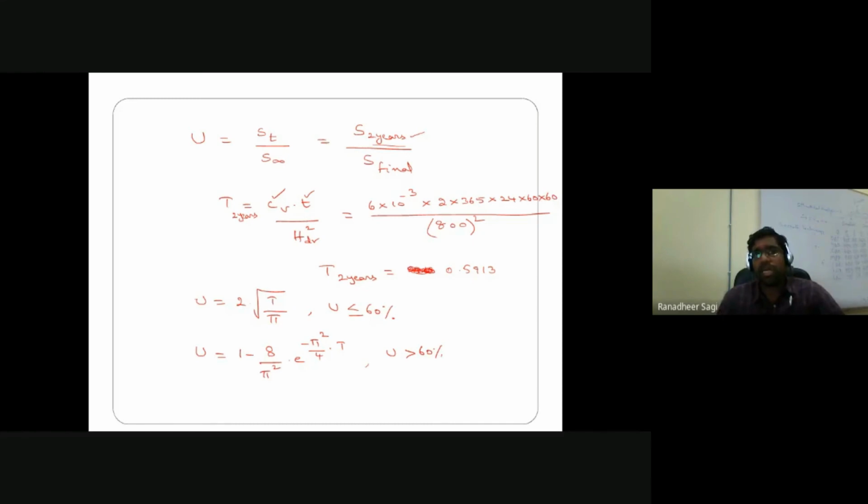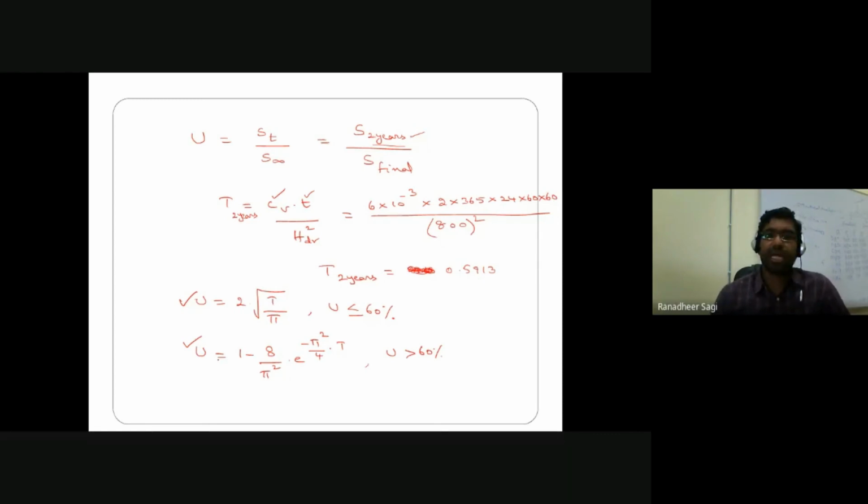What I know here is time factor value is known, but I don't know whether your corresponding degree of consolidation is less than or equal to 60% or greater than 60%. You understood my statement? I know what is the time factor, but I do not know what is the degree of consolidation that you are going to be getting for this corresponding time factor of 0.5913. So it means whether I should use this expression to find out degree of consolidation or this expression, I do not know. Then what should I do?